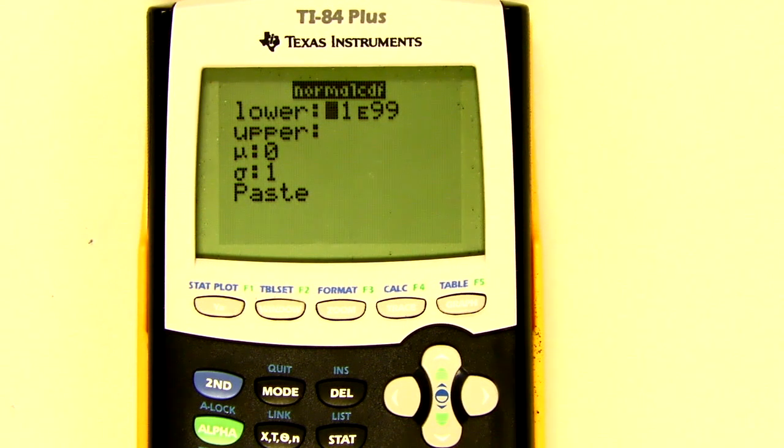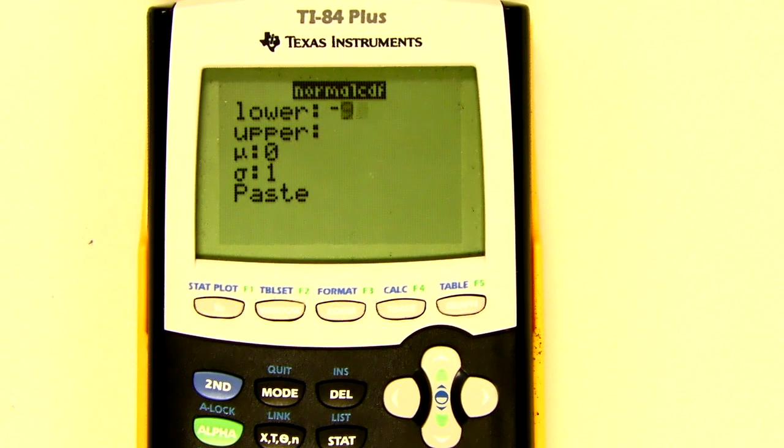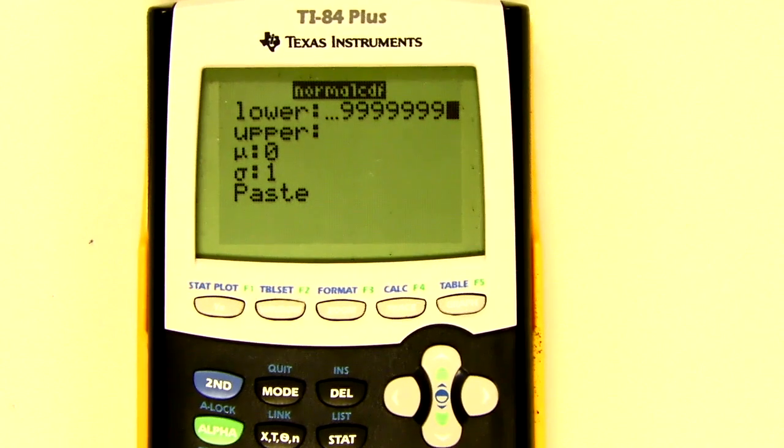Now, one thing about the TI-84, it does not understand the concept of infinity. So that lower limit should be negative infinity, but you can't put that in here. But what you can do is make it a really tiny number. So that's what we've got here. If you don't like that, I always just make it a negative and I just put a bunch of 9s in here. And I'll do the same thing for positive infinity. I'll just put a bunch of 9s in there.